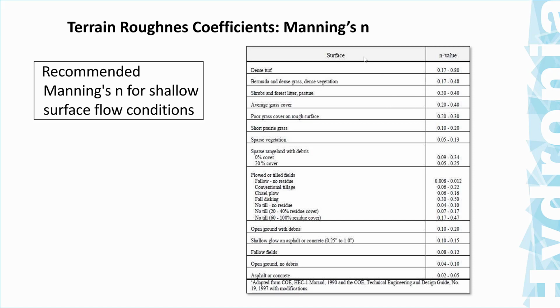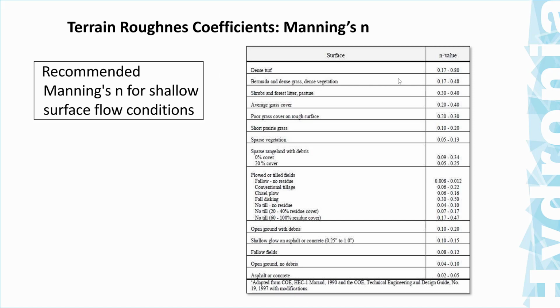The coefficient that represents the terrain roughness is called the Manning-n. Manning-n is an empirical coefficient that you have to set, and it can be varied in space, but it represents how rough the terrain is. Values range from, let's say, 0.02 for asphalt and concrete, up to 1 or so for very dense turf.